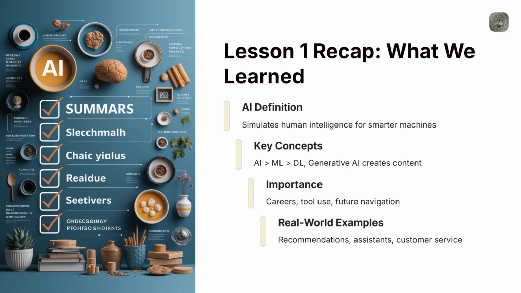Let's quickly recap the core ideas from Lesson 1. We defined artificial intelligence as the field focused on simulating human intelligence in machines, aiming to make them smarter and more capable problem solvers. We clarified the key relationships. AI is the broad field, containing machine learning, which learns from data, which in turn contains deep learning, using neural networks for complex patterns. We also touched on generative AI, which creates new content. Most importantly, we established why understanding these basics is crucial for everyone today, impacting careers, enabling better tool usage, and helping us navigate an AI-driven future. You're already using AI daily.